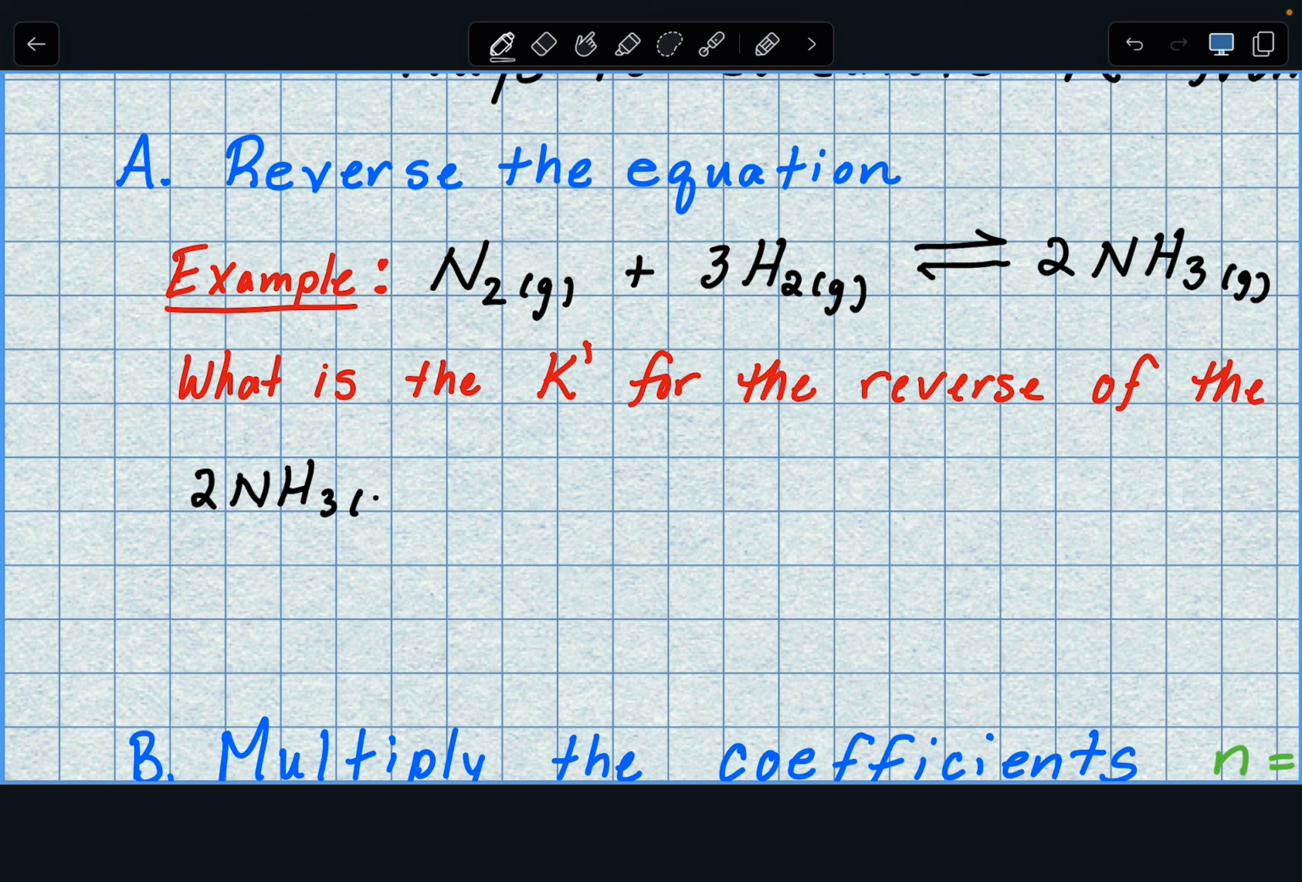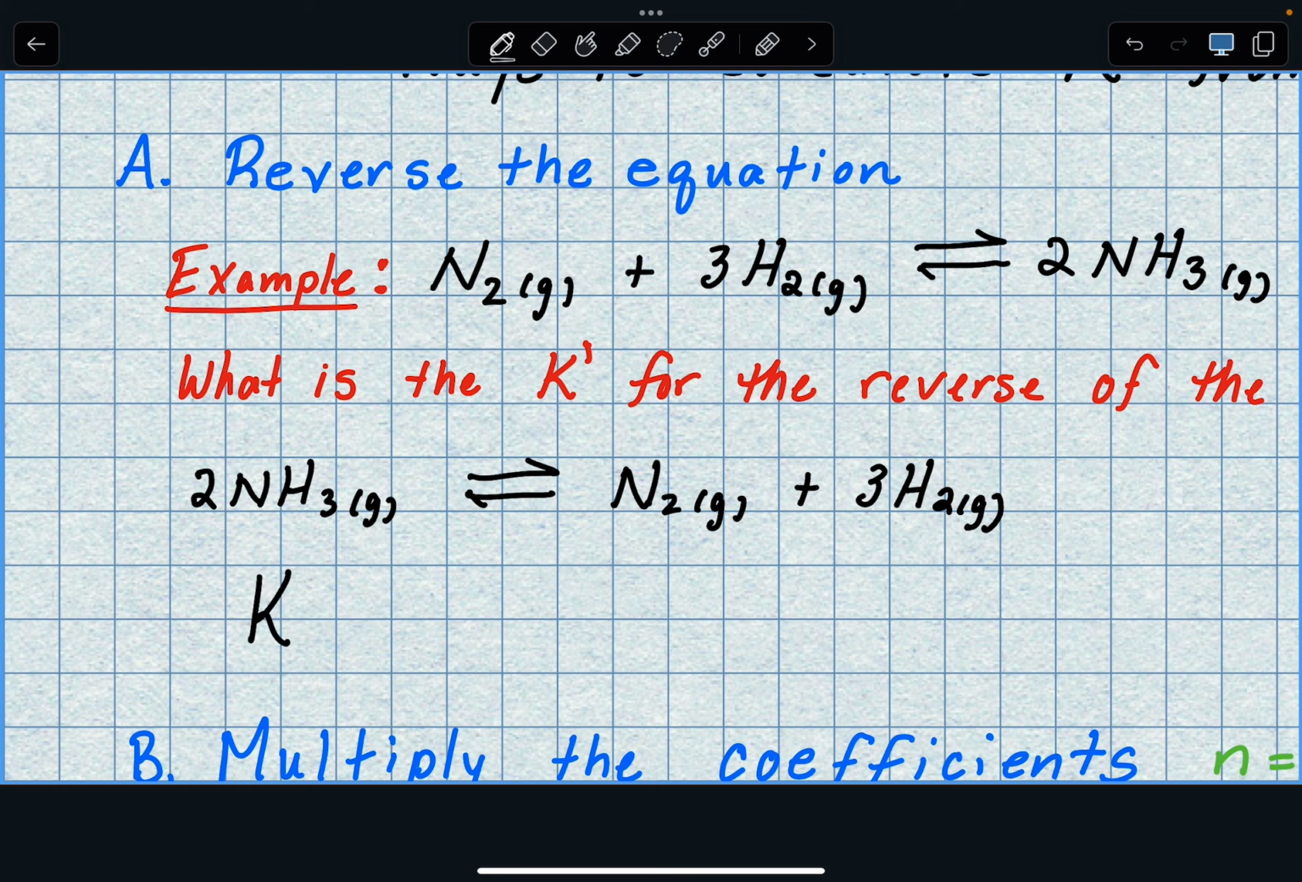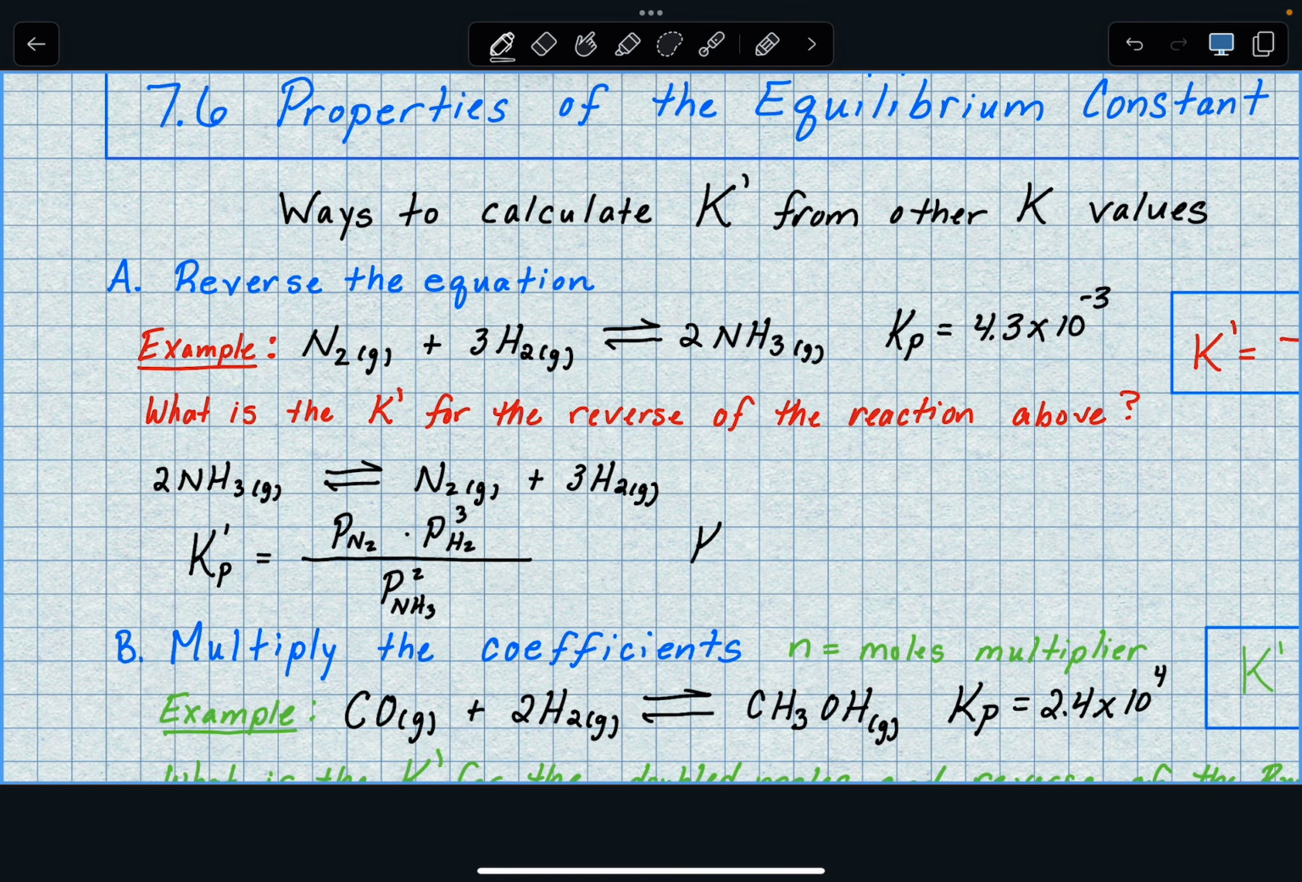Okay, so first off, let's just take this equation and then reverse it. So 2 moles of ammonia are going to then create 1 mole of nitrogen gas. So it's the Haber process sort of in reverse. And then the 3 moles of hydrogen. This would have its own equilibrium constant. We'll call it K prime, an equilibrium expression, where we have the partial pressure of the nitrogen times the partial pressure of the hydrogen, but then cubed, and then the partial pressure of the ammonia, but then that one is squared. All right, so that's the new K prime.